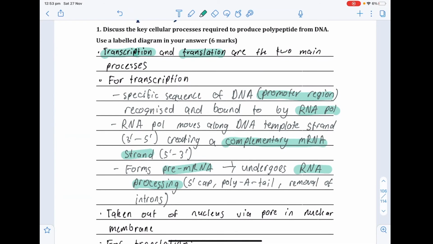With a discuss question, I'm sure you guys are used to seeing discuss and thinking talk about the positives and the negatives, right? But with a question like this, it's asked you to discuss the key cellular processes, right? With transcription and translation, there's not really any element of positives or negatives, right? Personally, I think this is more of an explain question, but with discuss, there's not really any way you could logically derive a positive and a negative of transcription and translation. Does that make sense?